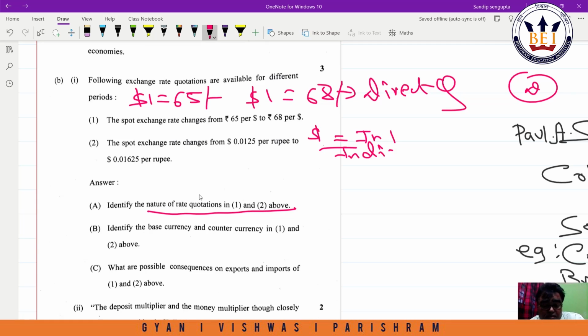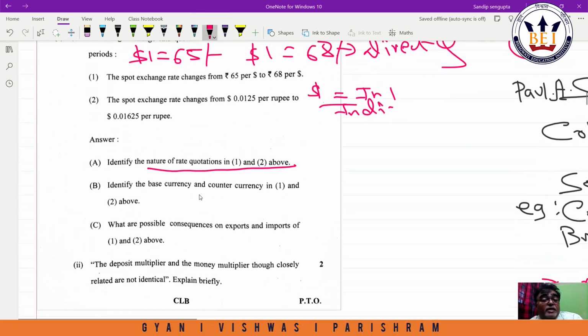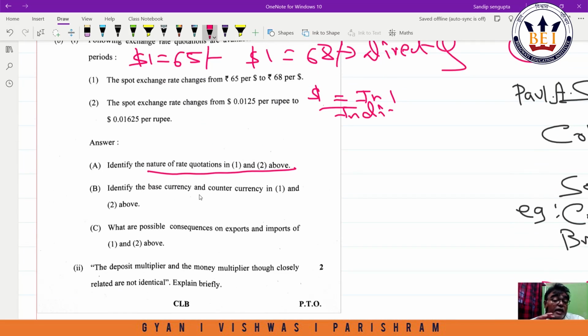Nature: the first one is $1 is equal to 65. I'll write this, no problem. So it is a direct quote. The second one is an indirect quote. Next, base currency. When you are talking about a direct quote, base currency is foreign currency and counter currency is domestic currency. When you are talking about an indirect quote, it is the opposite. I repeat, for a direct quote, $1 is equal to 65, $1 is equal to 68. That time base currency is foreign currency and counter currency is home currency. And for an indirect quote, the opposite.